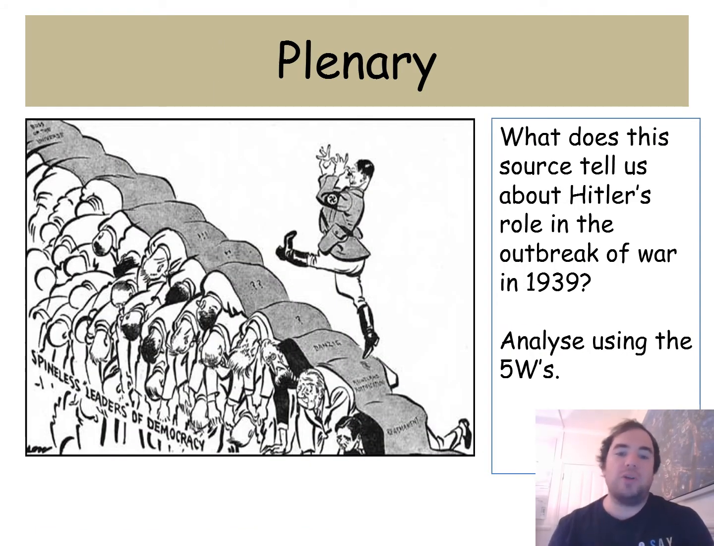Once you've done that, I want you to go back finally to the source. I did say we would revisit it. And I want you to answer the question, what does this source tell us about Hitler's role in the outbreak of war in 1939? Analyse this source using the 5 W's. At least one paragraph response. Your own words. I'm deliberately not giving you a paragraph structure because I want you to try and work at this independently and get a bit more confident with writing extended pieces of writing by yourselves as much as possible.